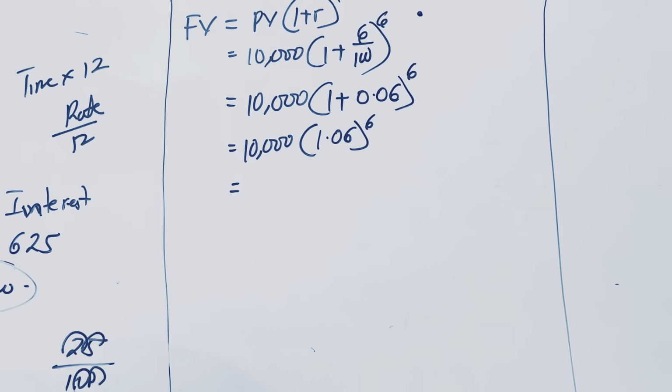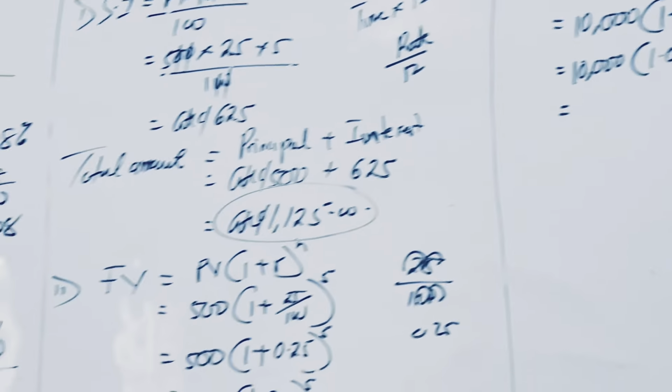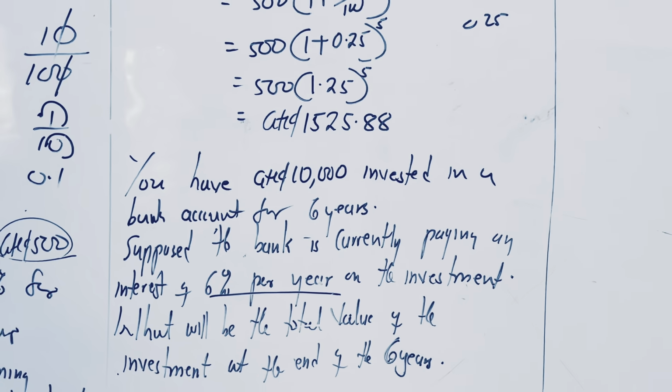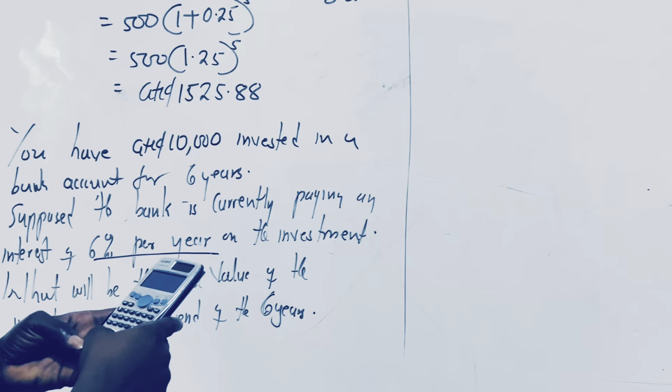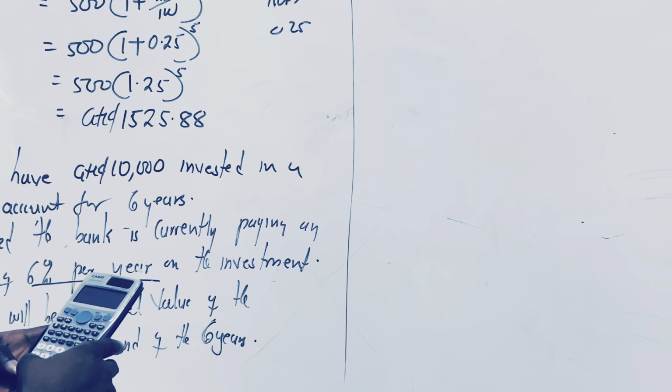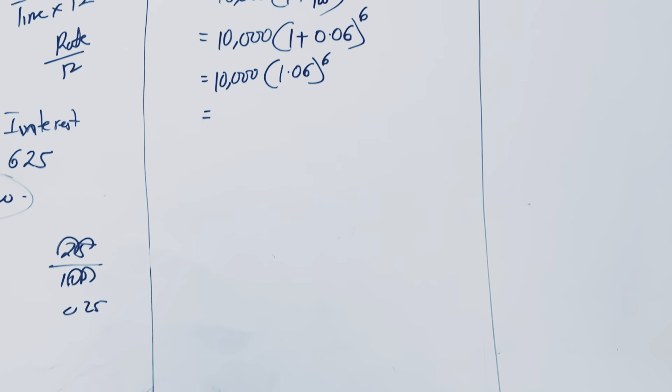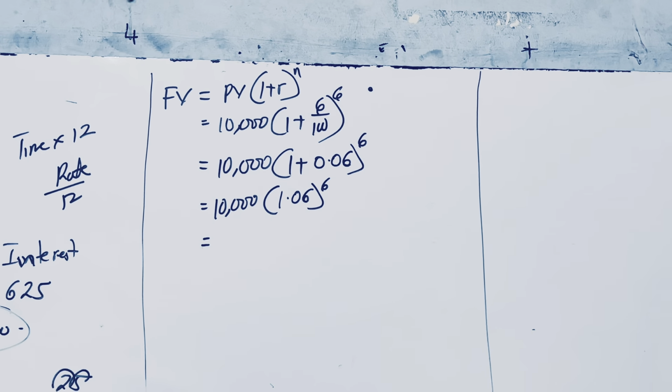So on our calculator, what do we have here? We have 10,000 multiplied by 1.06 bracket close raised to the power 6.